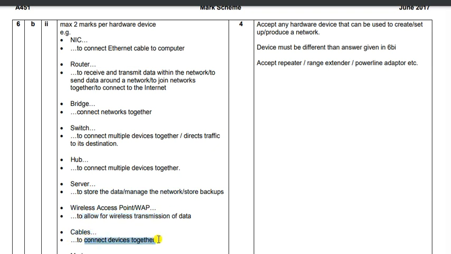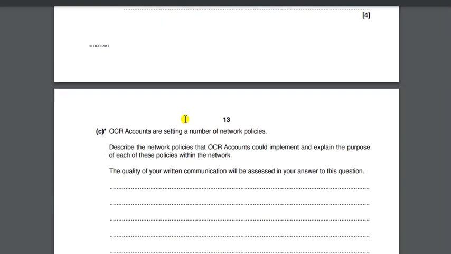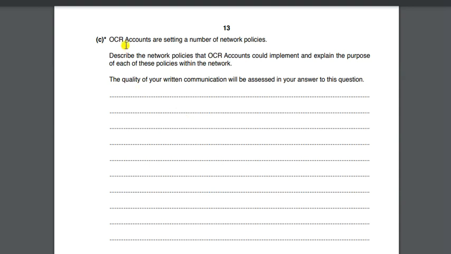So if you write any of these answers, you have to mention any two along with the explanation of how it will be utilized. Now let us look at the last part of the sixth question. In this they are asking that the OCR accounts is setting a number of network policies. Now describe the network policies that the OCR accounts could implement and explain the purpose of each of these policies within the network.